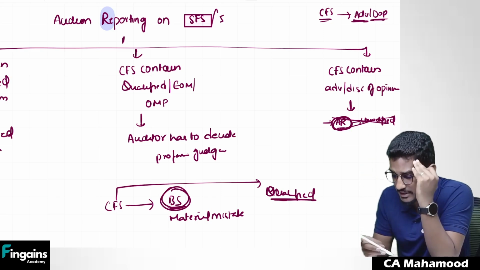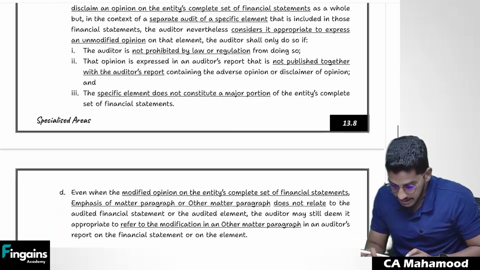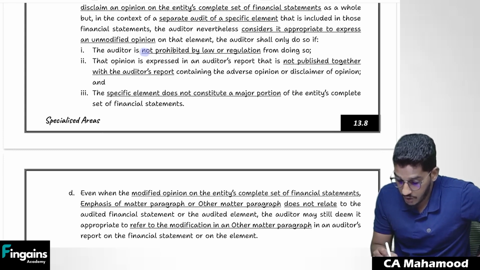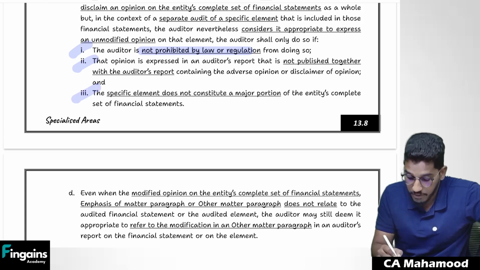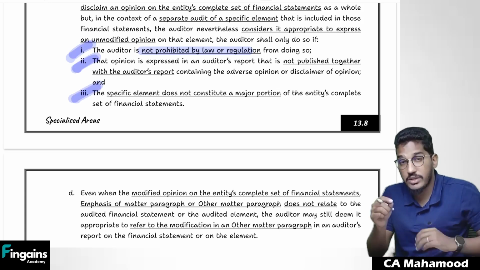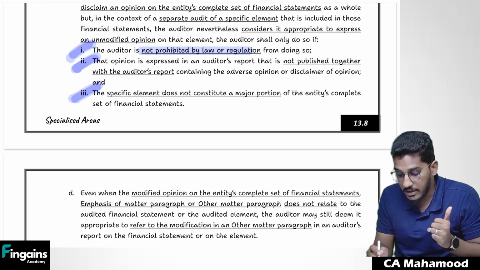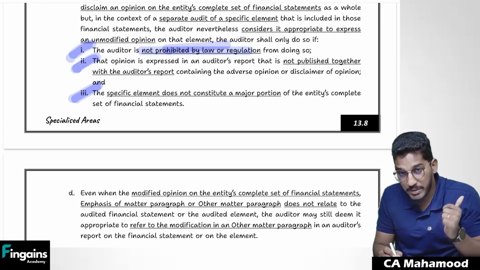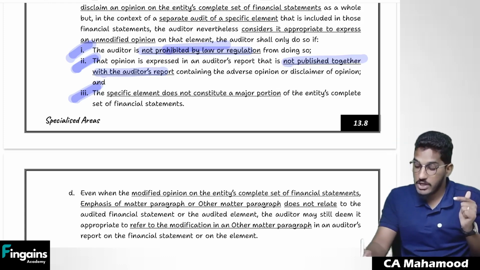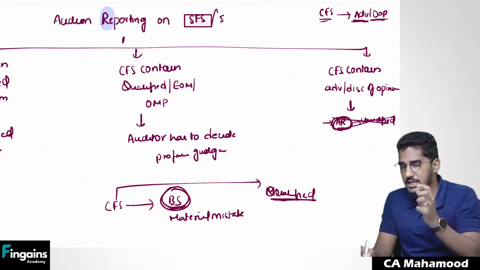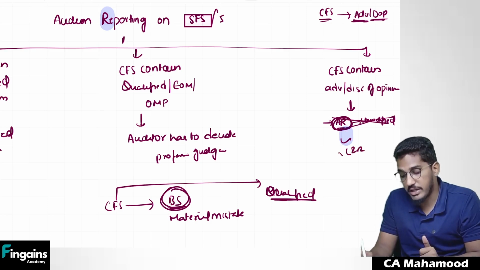Sir, what are those exceptional circumstances where I can give unmodified opinion? Those exceptional circumstances are these, and all three conditions should be satisfied. If all three conditions are satisfied, then the auditor can give unmodified opinion on a single financial statement. What are the three conditions? The auditor is not prohibited by law or regulation, and the opinion is expressed in an audit report that is not published together with the main audit report. So in some circumstances you can give unmodified opinion. Condition number 1: there should not be any restriction from law or regulation.